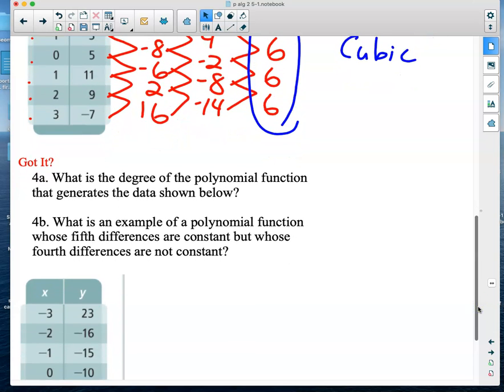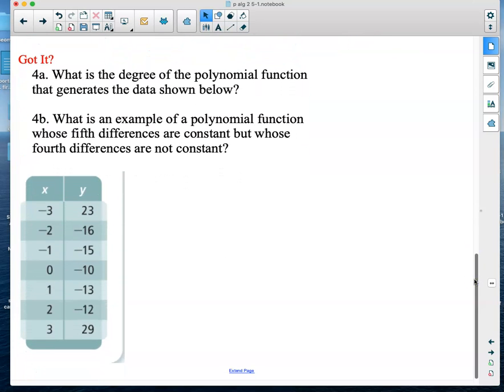So the Got It 4a says, what is the degree of the polynomial function that generates the data shown? We've got another one down here. And 4b, what is an example of a polynomial function whose fifth differences are constant but whose fourth differences are not constant? Well, we might not actually do that one, but let's focus on Got It 4a. Again, I check 1, 1, 1, going up by ones. All right, so all I have to do is subtract.